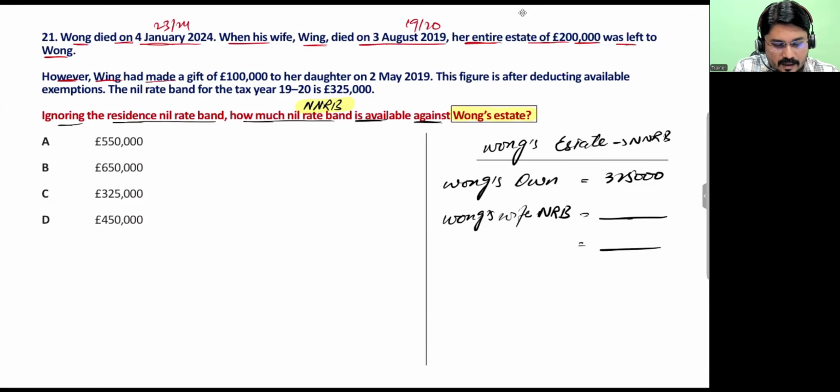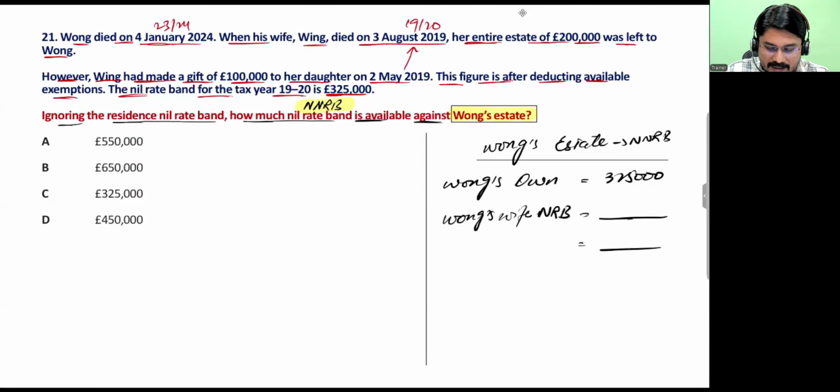However, Wing had made a gift of 100,000 to her daughter on 2nd May 2019, and after making this gift, the wife died on 3rd August 19. And the gift amount of 100,000 is after deducting the available exemptions. The nil rate band for the tax year in which the wife died, 19-20, is 325,000. So basically, an X amount is to be added to the husband's nil rate band because it's the wife's available nil rate band which will be transferred to the husband, right?